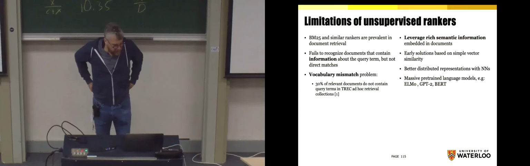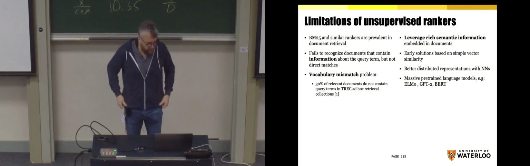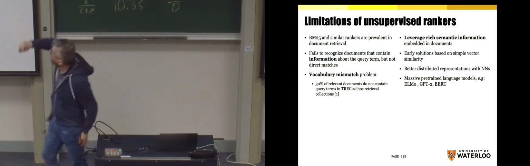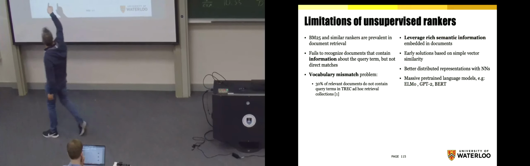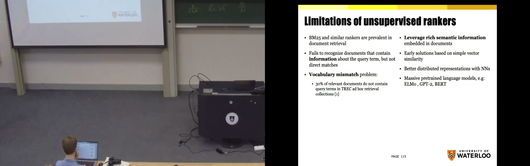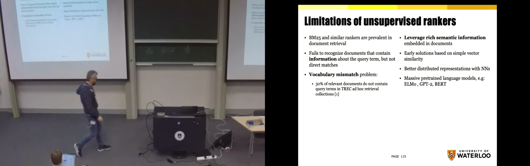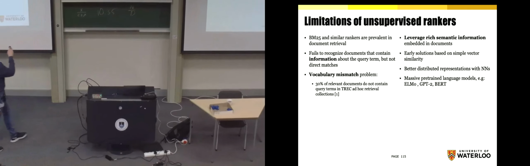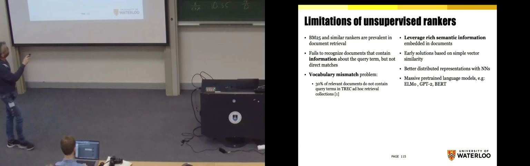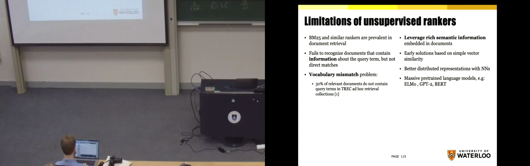Okay, but there are limits to these, right? These unsupervised ranking formulas are prevalent in document retrieval at that lowest level, but they don't have any semantics attached to them. They don't really understand different shades of meaning and different ways of expressing things. So what you'll see on Friday is a lot more up toward the semantic end.